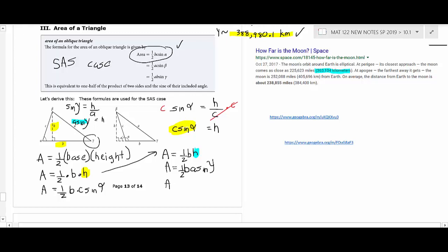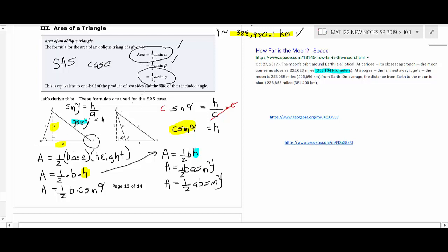So that could be written as 1/2 AB sine gamma, which is this version. And to get that other version, it would just be a similar argument, just interchanging these angles. So you basically get these three versions of the area of an oblique triangle.